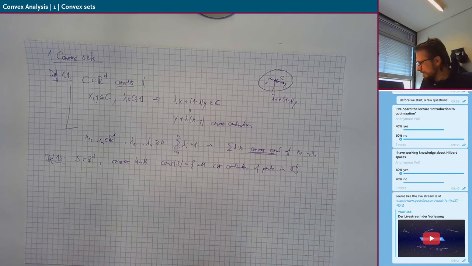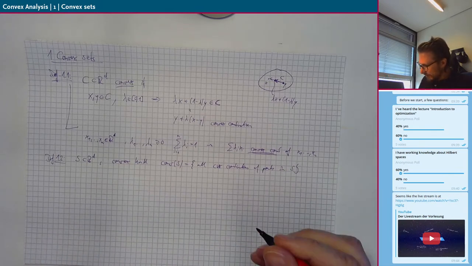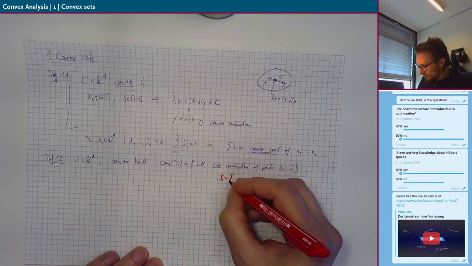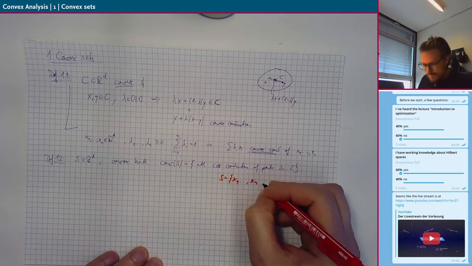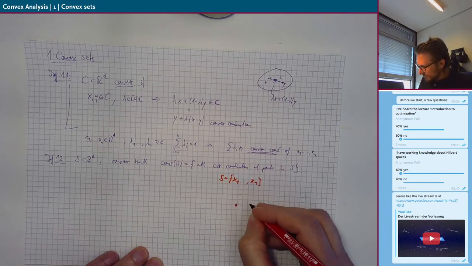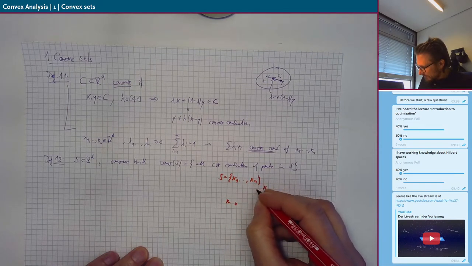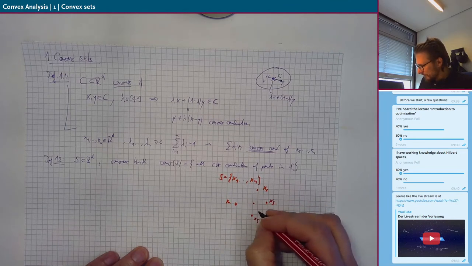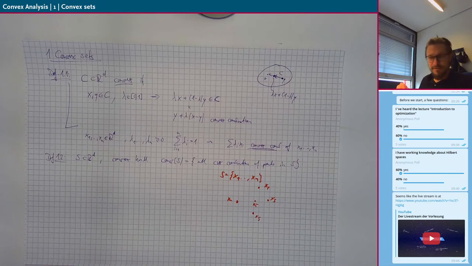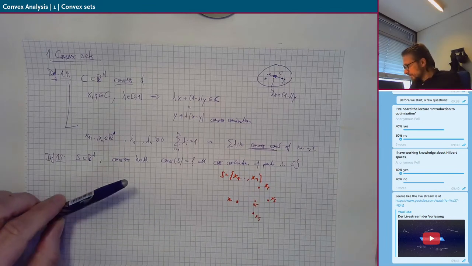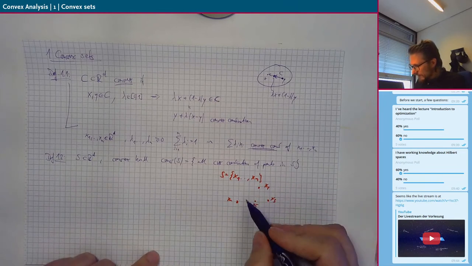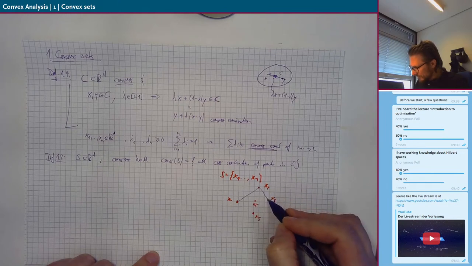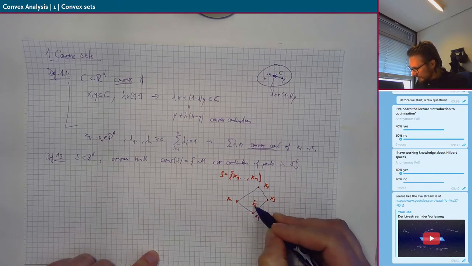So let's do an example. Let's say that our set S just consists of finitely many points. We have here x1, x2, x3, x4, x5, and so on. So what are the convex combinations of these vectors? First, we have all the connecting lines. The lines connecting two points are the convex combinations of these two vectors, and these, and that, and these. So we have all these.